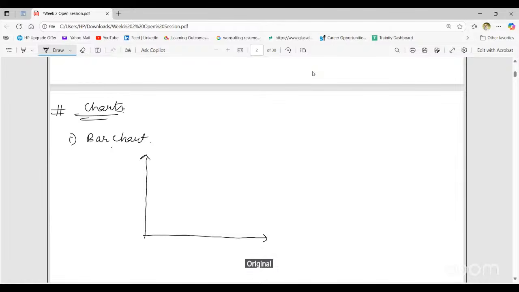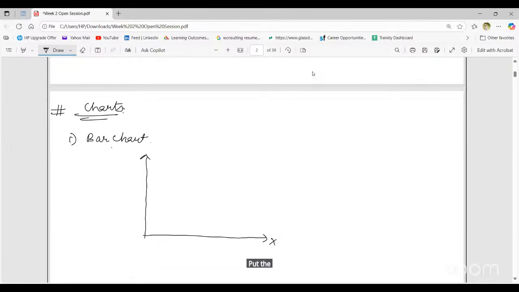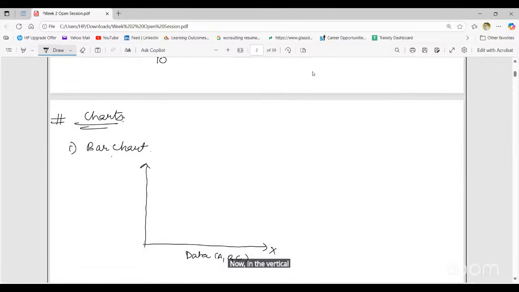In the x-axis we usually put the values of the data, the input data set. Like we have A, B, C, D, right? These are my data set. Now in the vertical axis we have the frequencies, or relative frequency. We can have any of it. Okay. So this is my bar chart.